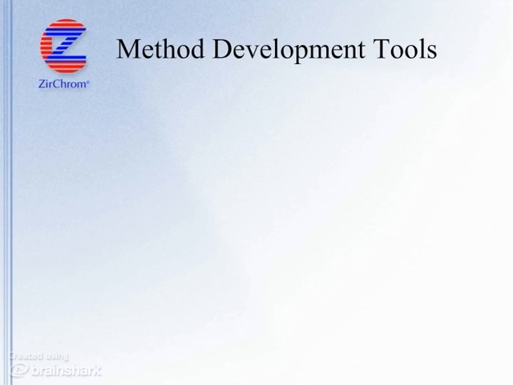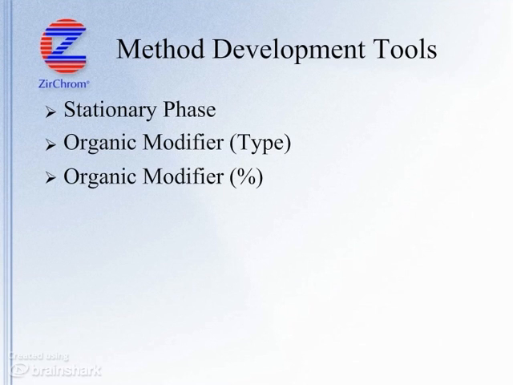There are three main tools available to effect the separation in traditional reverse phase method development: stationary phase, organic modifier type, and organic modifier percentage. While all three of these options are available on zirconia-based phases, the unique surface chemistry of zirconia allows for some additions to the method development toolbox.